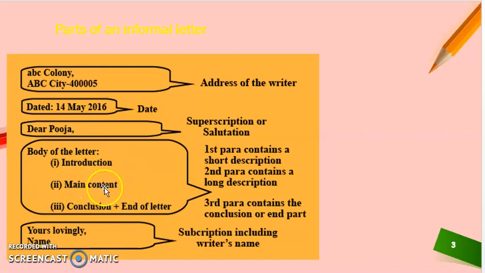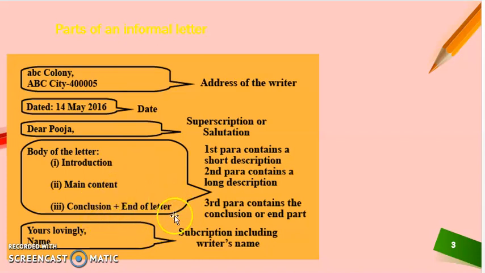In your main content, since you're writing an invitation, you will have to mention everything about your birthday party: the time, the place, what you want to do. You'll have to mention all these things in your main content, and then you will have your conclusion. In the conclusion, you're going to end your letter. So you would just say, I hope you can come, I'll be waiting for you, we will have lots of fun. And you would end your letter.